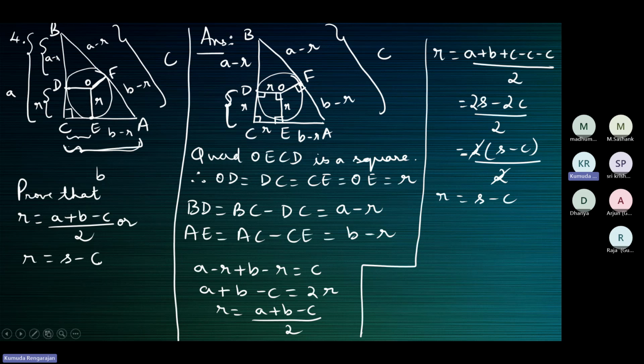So you must note here that A and B are the legs of the right triangle and C is the hypotenuse. And R is the inradius.